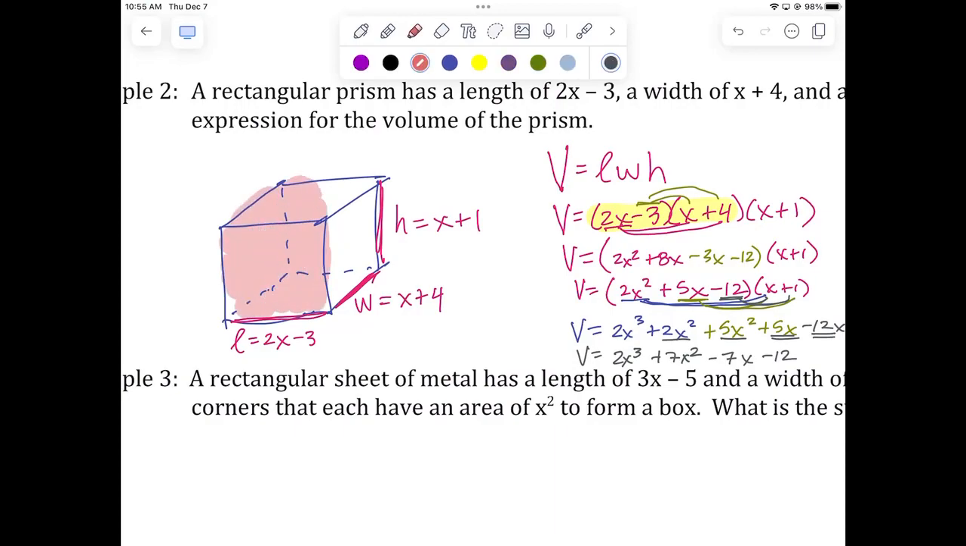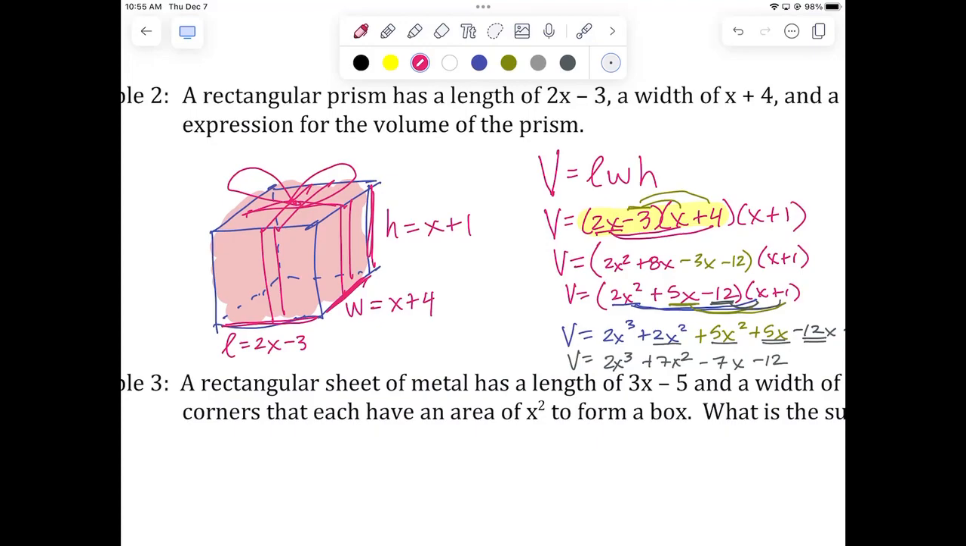What would you put in a box like this? Maybe a Christmas gift, right? For your favorite math teacher, right? Maybe you'd wrap it and maybe put a big bow on it or something like that. There you go. And I'd be like, ooh, this contains 2x cubed plus 7x squared minus 7x minus 12 cubic units of stuff. You were so generous for me this year. Thank you. Right?